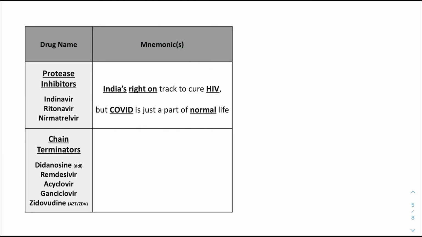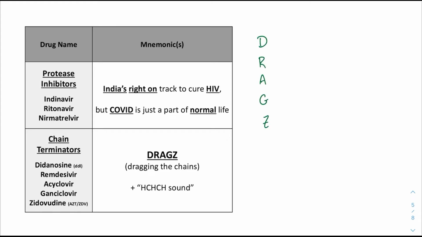Now, the last mnemonic for this page involves the chain terminators, which are listed here on the left. What I realized is that you can actually arrange these five chain terminator drugs into the mnemonic DRAGS. Drags, as in dragging the chains, slang for being really slow at something. I'm currently dragging the chains studying for head and neck anatomy. But DRAGS here is for DDI, remdesivir, acyclovir, ganciclovir, AZT, the shorthand of zidovudine.